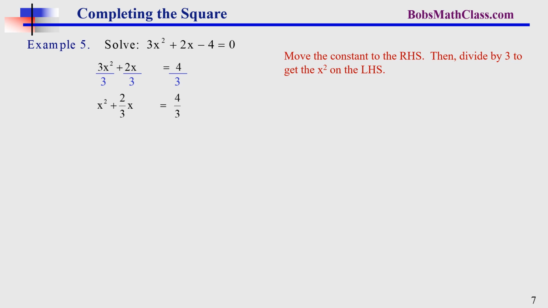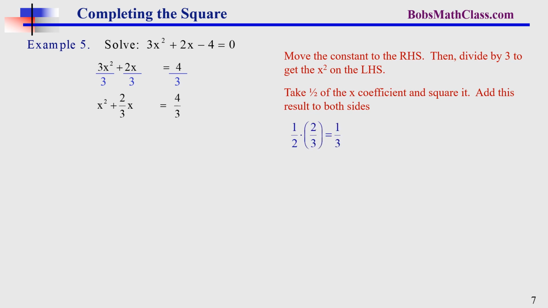Okay, what number are we going to add? Now we need to make a perfect square trinomial. Half of the x coefficient, and then square it. So 1/2 times 2/3. Well, the 2's cancel, so you should just get 1/3. And now you're going to square it. That'll give you 1/9. So that's our number, 1/9. That's the number that gets added to both sides.